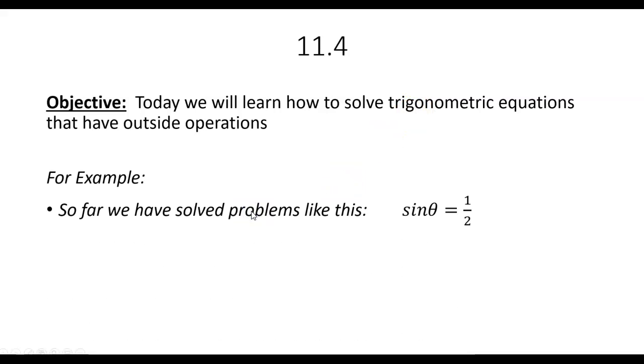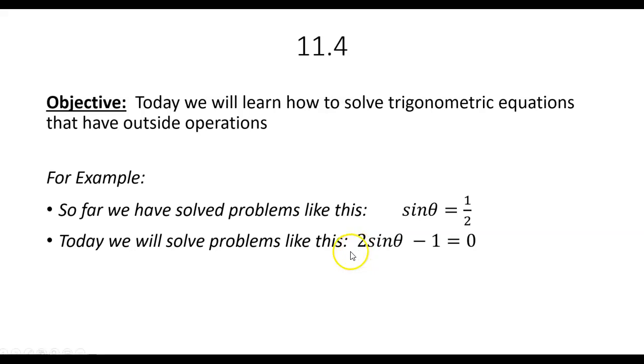So, for example, we've solved problems like this already using the unit circle. Last time we did it with calculators, but we're going to go back to using the unit circle for this lesson. But now we're going to have problems that look more like this, where there's extra stuff going on. So it's not just your trig function is equal to a number anymore. You've got your trig function being multiplied by 2 and subtracted by 1, and it's equal to a number, or something like that. So basically we have outside operations in addition to just the trig ratio.